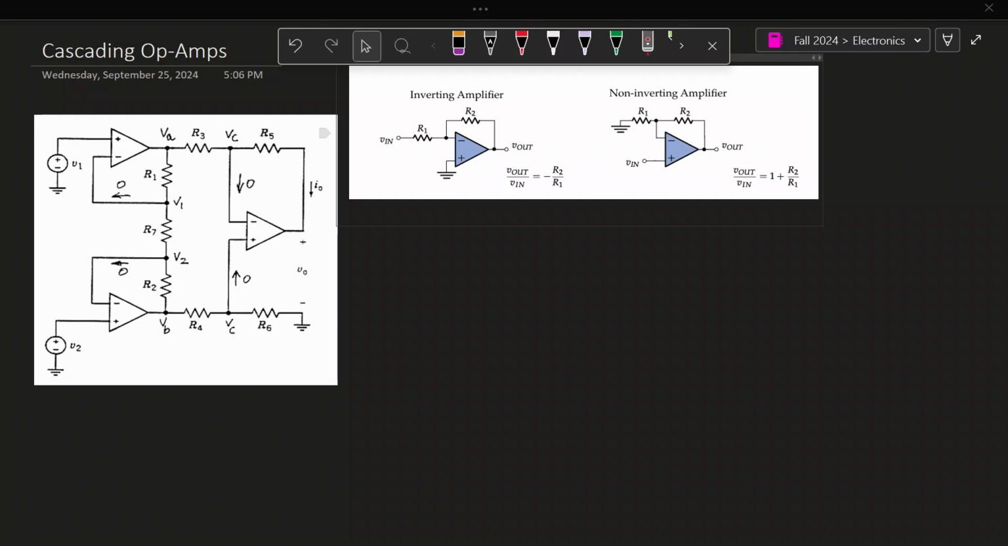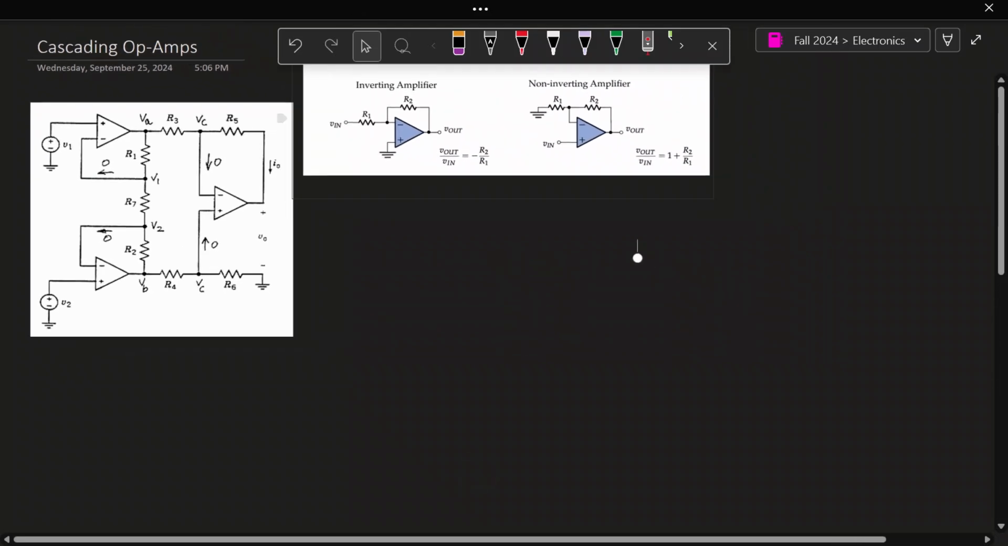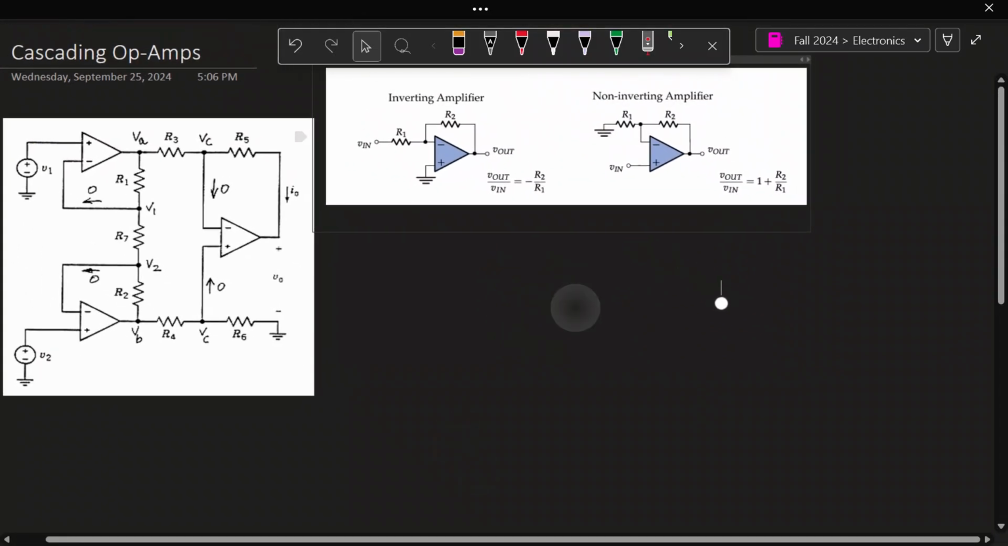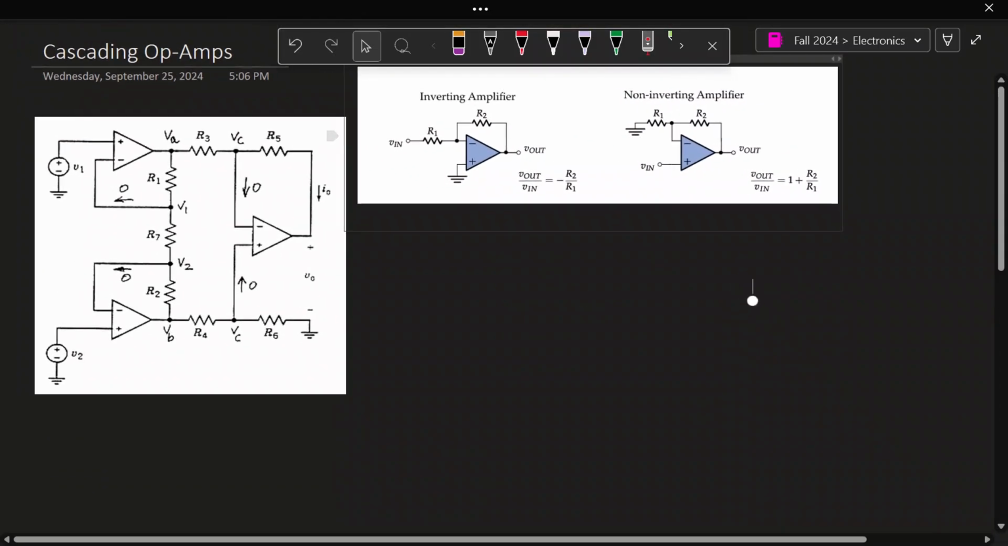Alright, hi y'all. Today we're going to be going over cascading op amps and really just how to figure out which equation to use. Either you use your inverting amplifier or non-inverting amplifier.